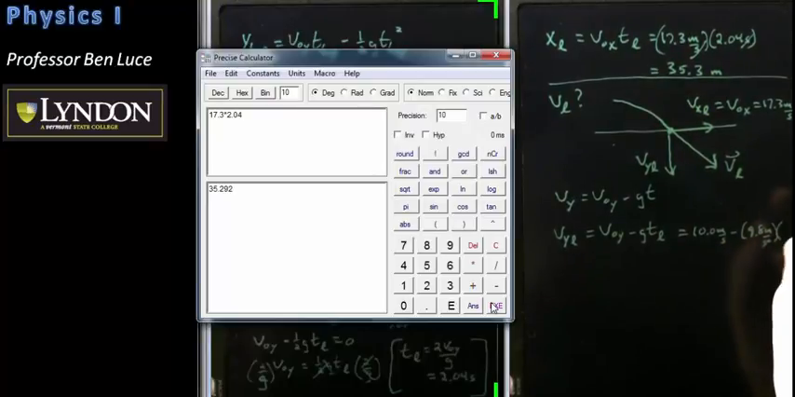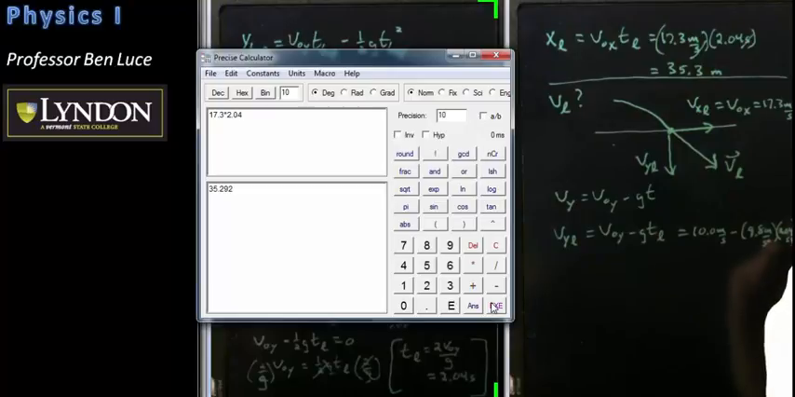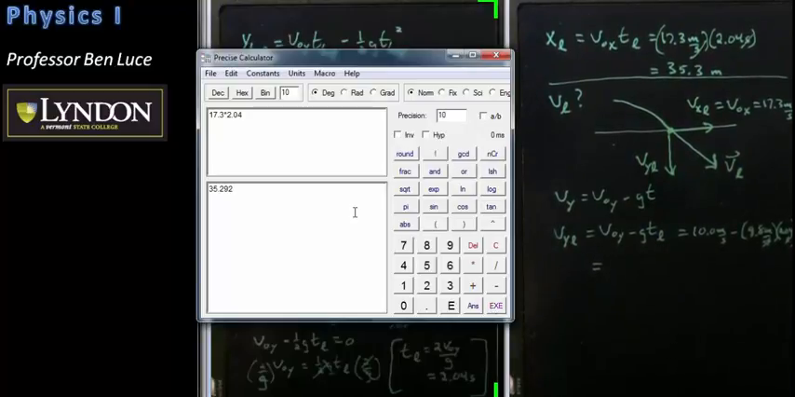And our time of flight, which barely fits in here, was 2.04 seconds. And one of these seconds will cancel, although I didn't put the seconds here in properly. And let's go ahead and compute that. So we have 10 minus 9.8 times 2.04.